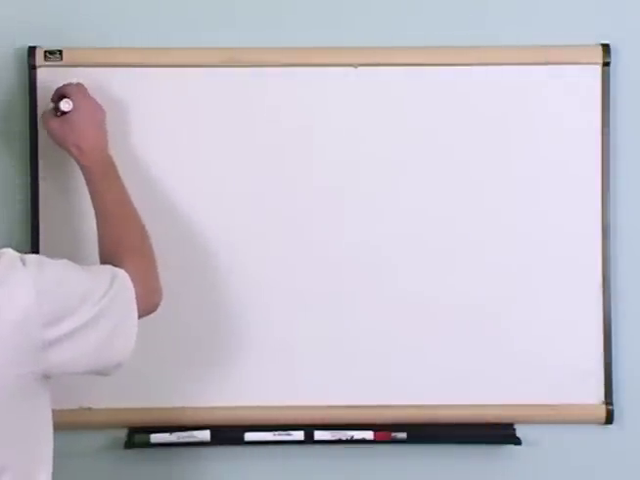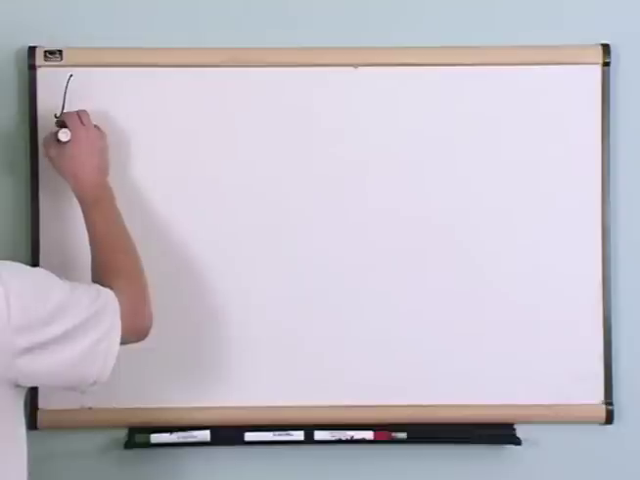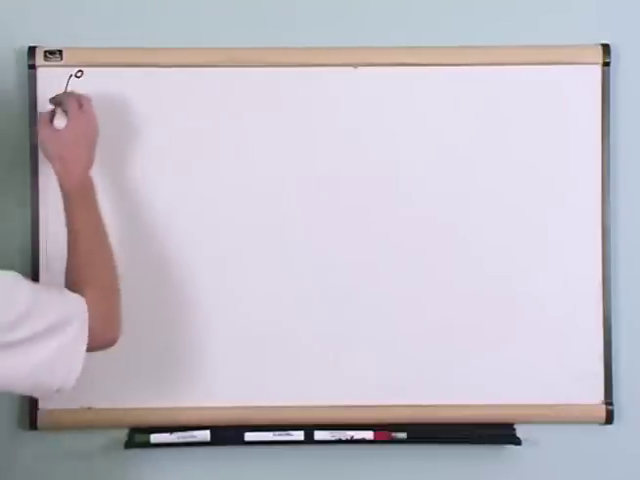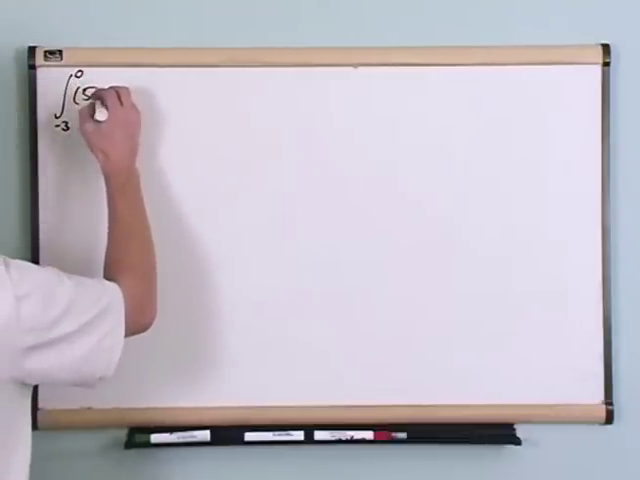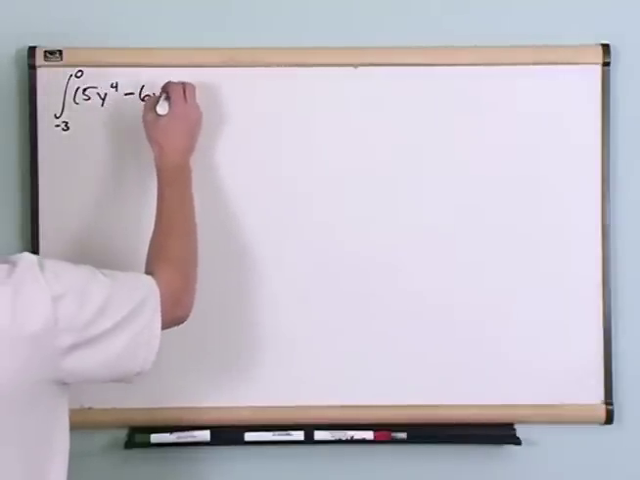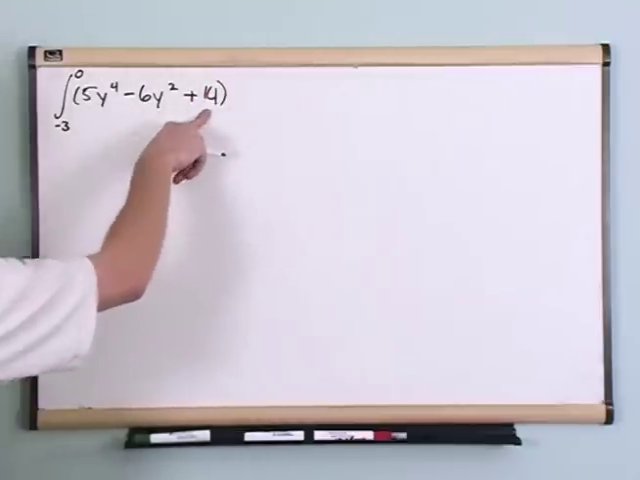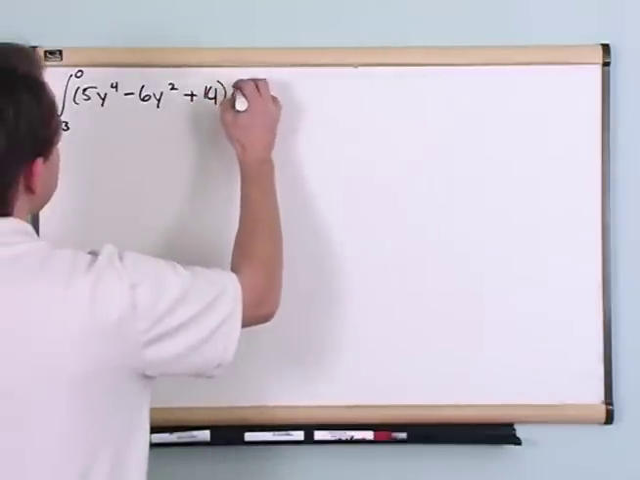So we'll do a similar problem to gain some experience with working with integrals. Integral from negative 3 to 0 of 5y to the 4th power minus 6y squared plus 14 dy.